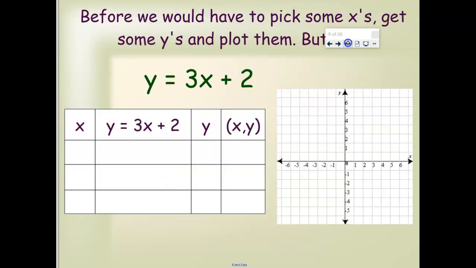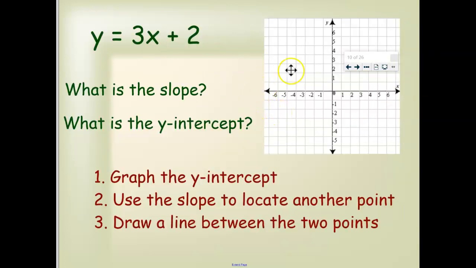All right, so in the dark ages, before we were enlightened, we'd have to pick some x's, like -1, 0, 2, and we'd have to chug it through this equation. We'd get our x, y's, and we'd have to plot them. But now, knowing that's our slope, that's our y-intercept, we can just put it all together pretty easily. So it's good to start with the y-intercept.